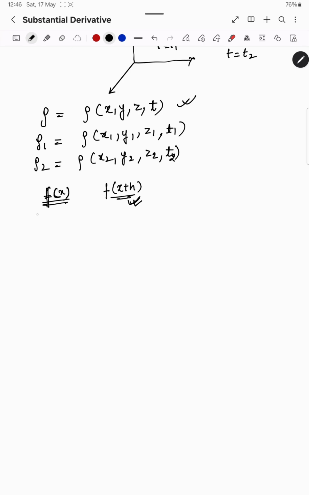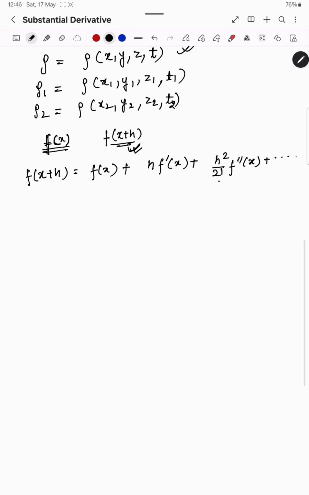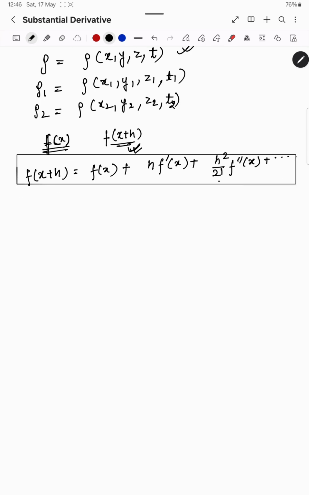For that we have the theorem that f at x plus h is equal to f at x plus h into f dash x plus h square by 2 factorial f double dash x, and similarly the series goes on. This is Taylor's theorem, and we'll use this concept here.